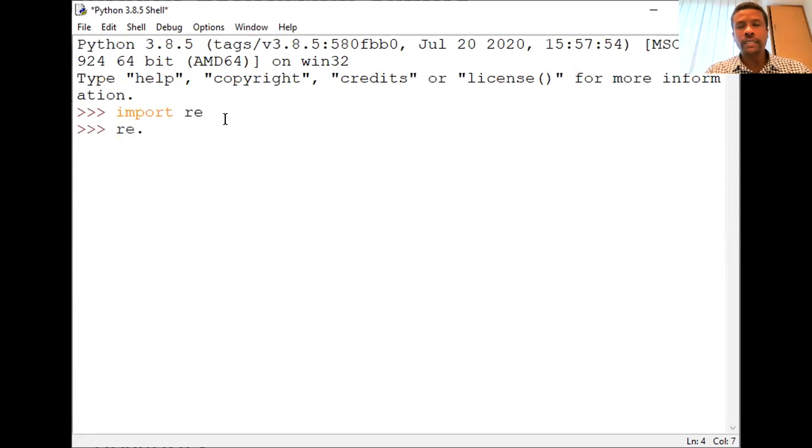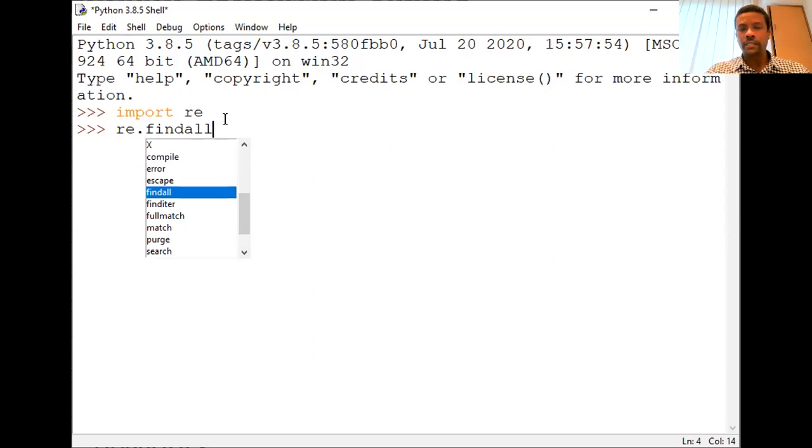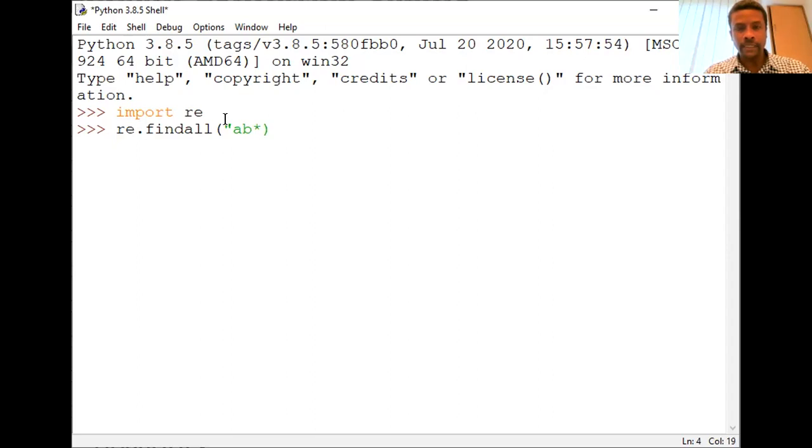For instance, let's say we want to find all patterns matching this pattern: A, B, asterisk, and C. This is the pattern that we want to identify. Then we have to give it the text. Let's say the text is S F D A B B C K L D, then A C, then something else, then A, B, B, B, and F and so on.